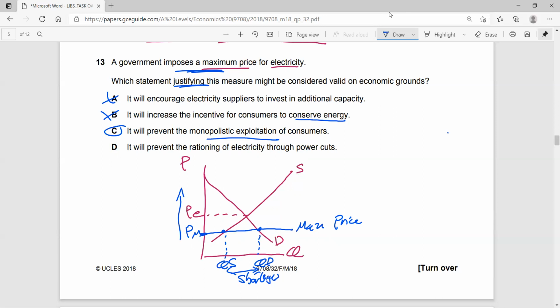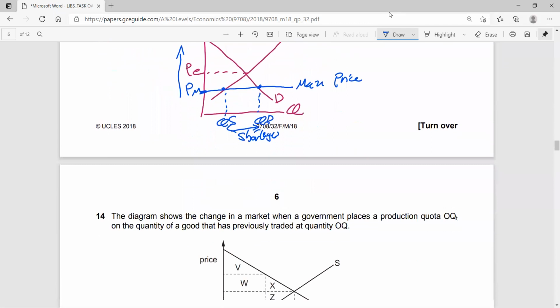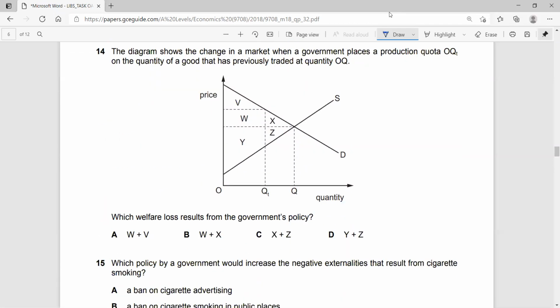The first two definitely can't. Let's look at the last one. It will prevent the rationing of electricity through power cuts. It will actually make it worse, to be honest, because there'll be a bigger shortage now, since there's more quantity demanded than quantity supplied. If there's a greater shortage, you'll have to ration electricity even more through more power cuts and load shedding and things of that sort, because the shortage is just worse right now.